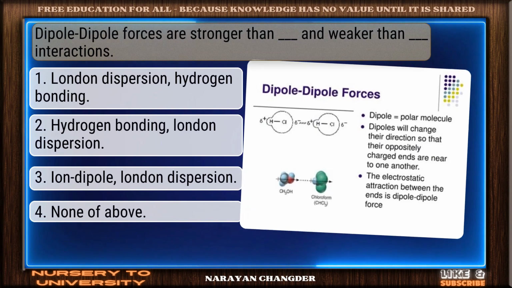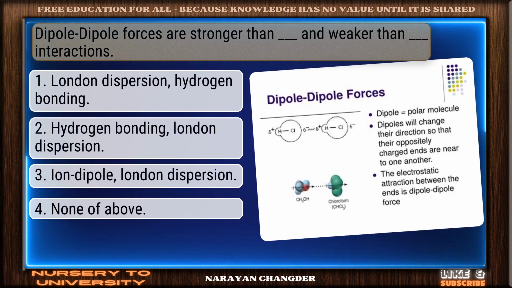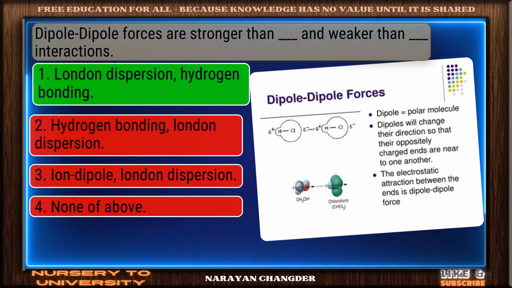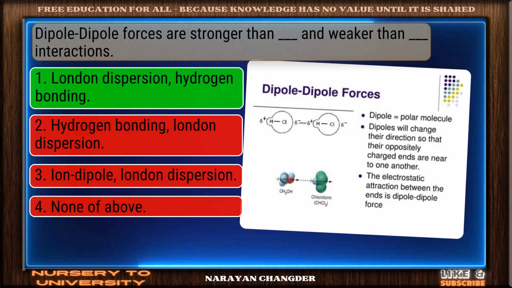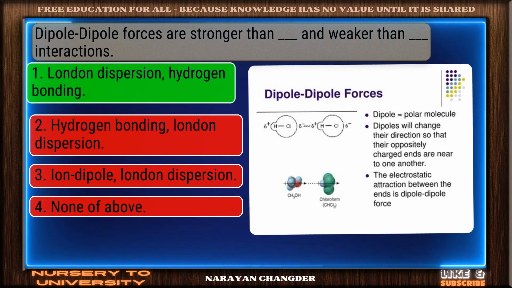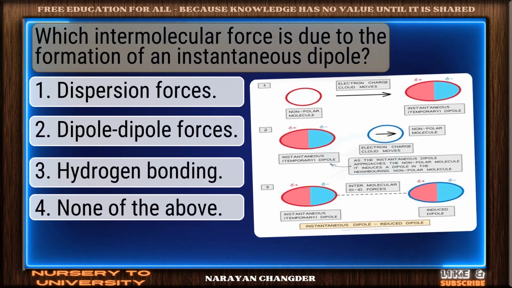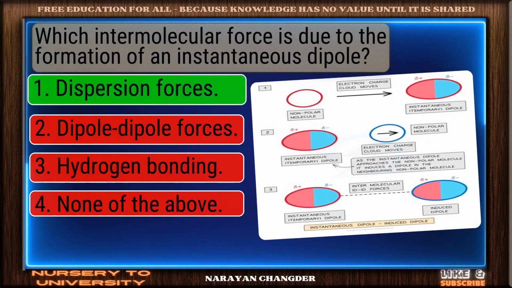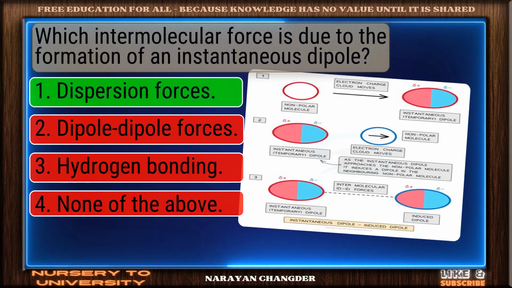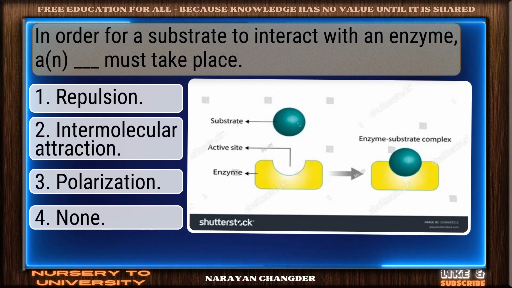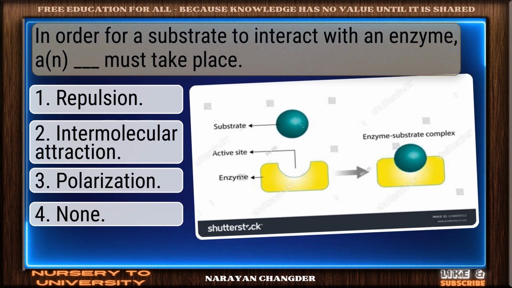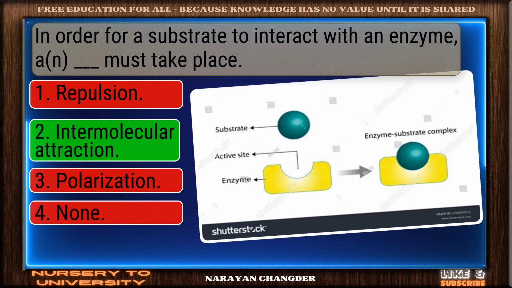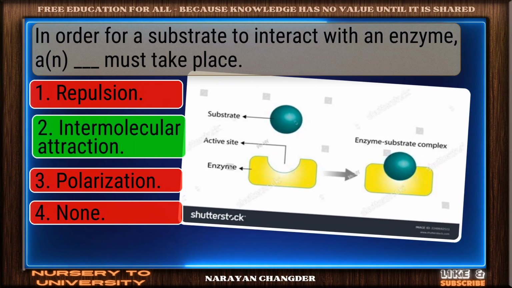Dipole-dipole forces are stronger than dash and weaker than dash interactions. Exactly. London dispersion, hydrogen bonding makes sense, and it is the right choice. Which intermolecular force is due to the formation of an instantaneous dipole? Great thinking. Dispersion forces is the right choice. In order for a substrate to interact with an enzyme, a dash must take place. You chose intermolecular attraction, and it is correct.